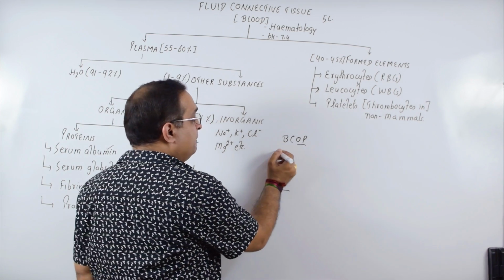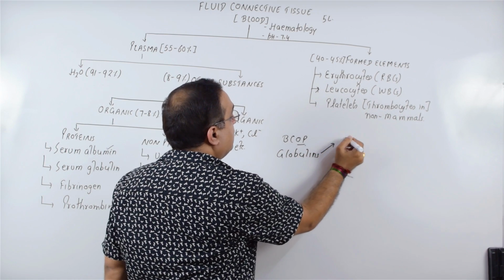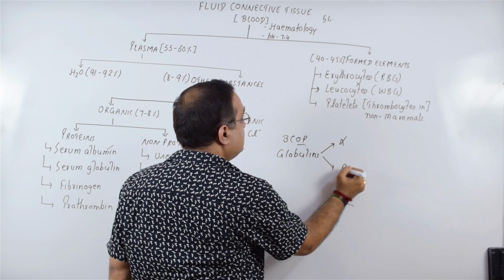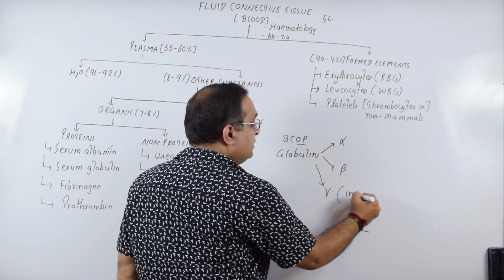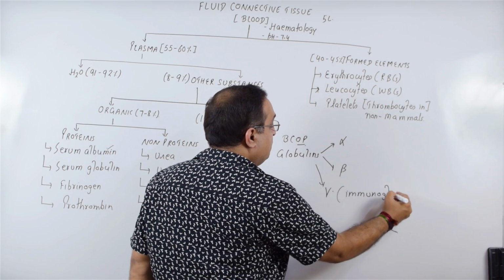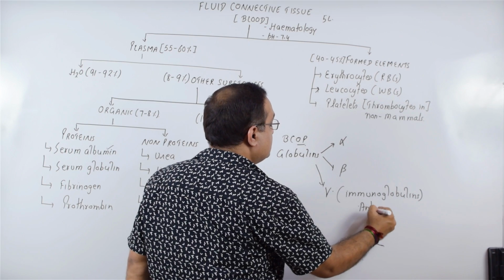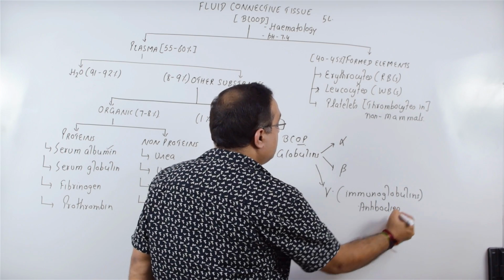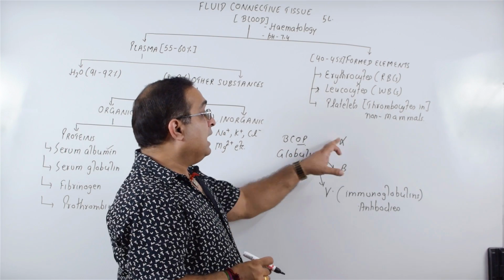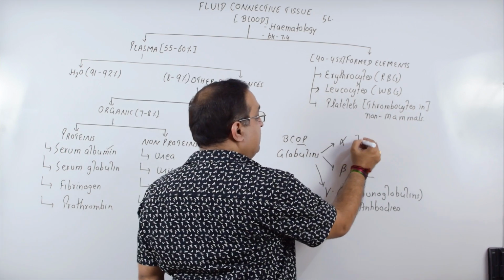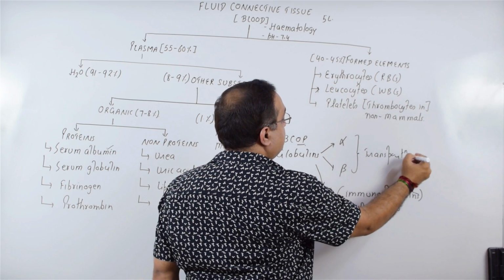Serum globulin protein, the globulins are of different types. There are alpha globulins, beta globulins, and gamma globulins. The gamma globulins are also called immunoglobulins. These are antibodies which are produced by the plasma B lymphocytes, which are antibody factories. Alpha and beta globulins are involved in the transportation of substances.